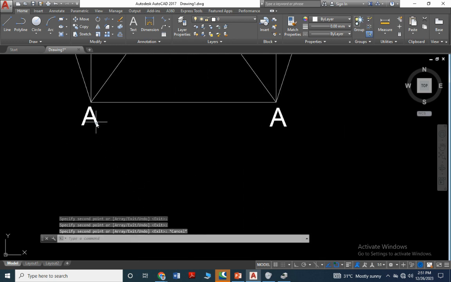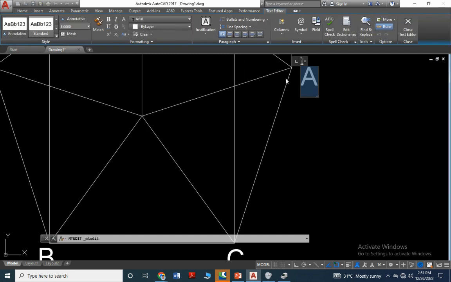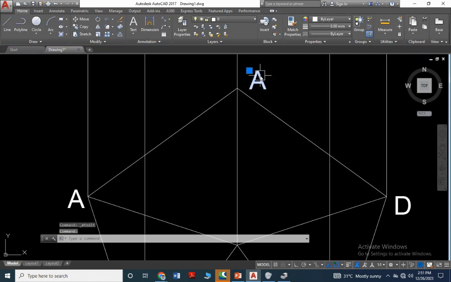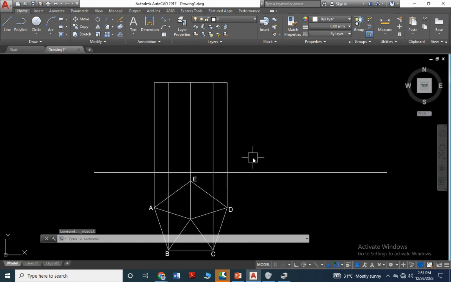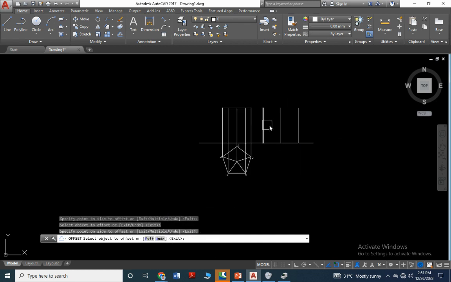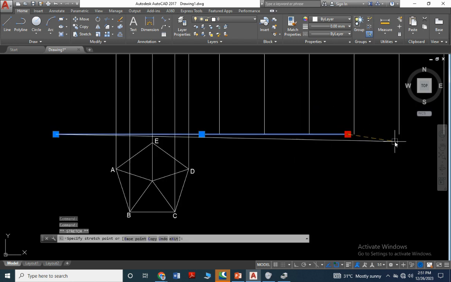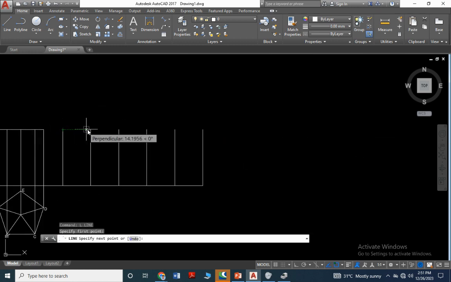Okay, B, C. Just double click on this text to edit it. Now I draw a line, offset 30 mm, each side having 30 mm: one side, 2, 3, 4, and 5. Total 5 sides, it's a pentagon. Similarly, I close this one.